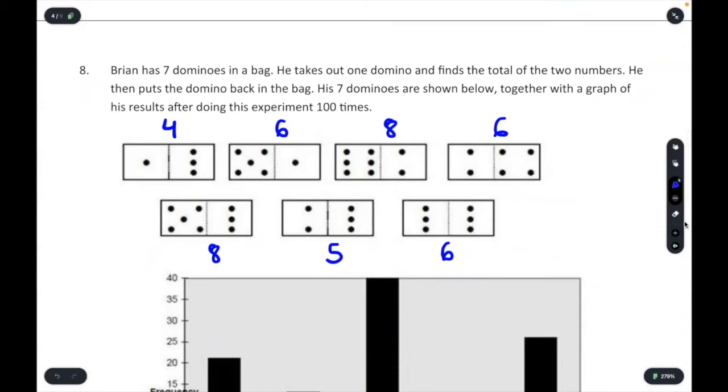Brian had 3/7 chance of picking 6 as a total. This was the highest of any total. There are more dominoes with 6 spots in total than there are dominoes with any other number of spots. So time to write that down.